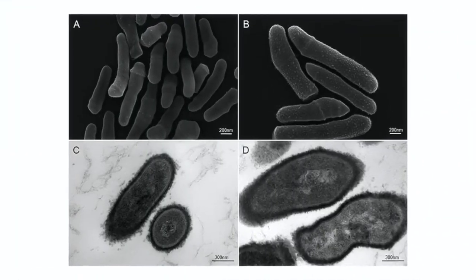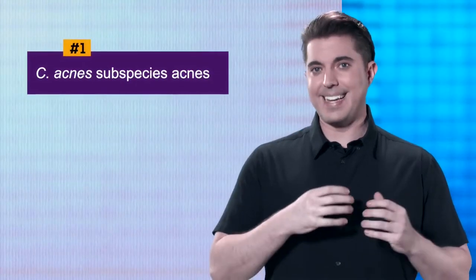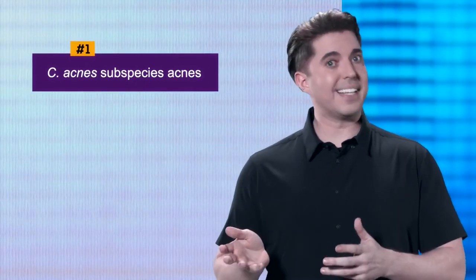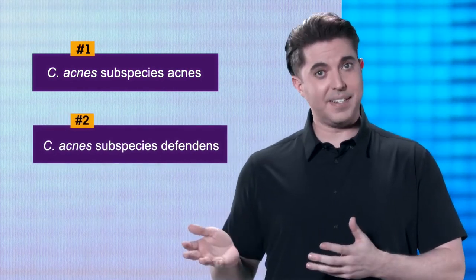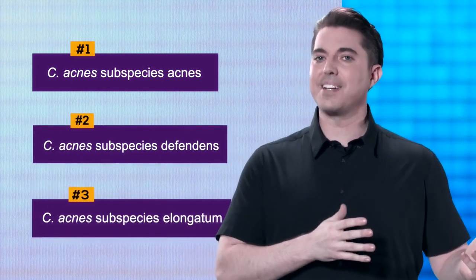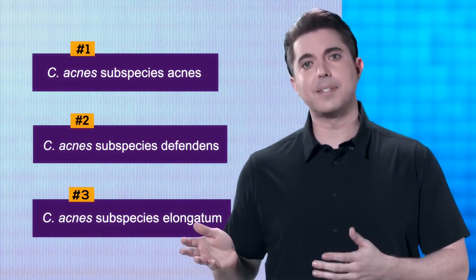Yet what we've recently learned is that there are some pretty distinct characteristics that can be found in the many hundreds, if not thousands, of strains of C. acnes. Scientists have recently revised the naming convention for a few of the major groupings of the strains within the C. acnes species. The first group has been designated as C. acnes subspecies acnes, the second as C. acnes subspecies defendens, and the third C. acnes subspecies elongatum.